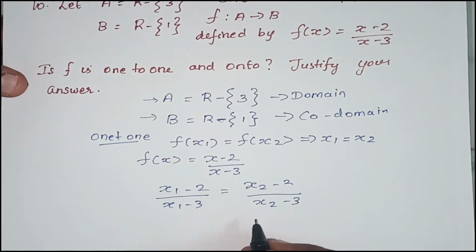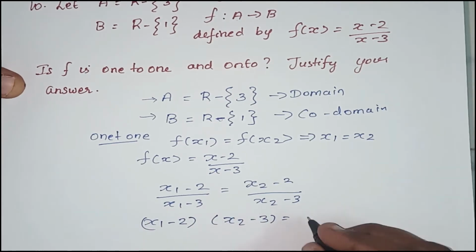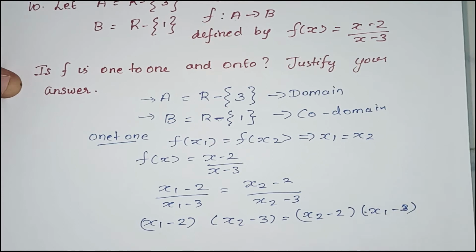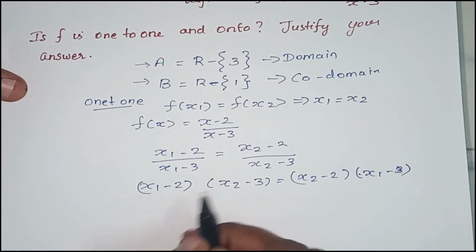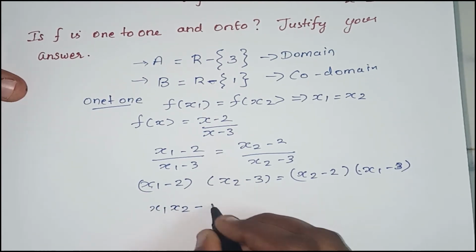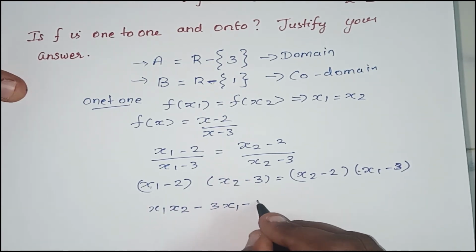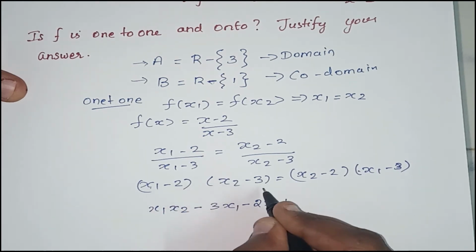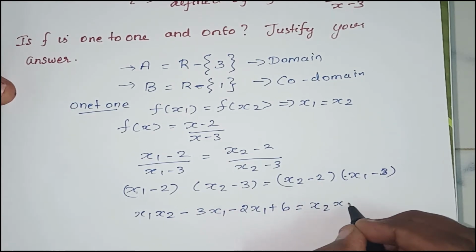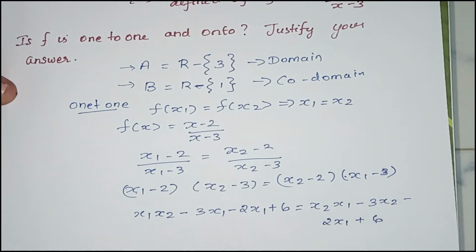So by cross multiplying, x1 minus 2 into x2 minus 3 is equal to x2 minus 2 into x1 minus 3. By multiplying these two terms, first we multiply x1 into these numbers: x1 x2 minus 3x1. Next minus 2 multiplying with these numbers: minus 2x1, plus minus 2 into minus 3 is 6. This equals x2 x1 minus 3x2 minus 2x1 plus 2 into 3, equal to 6.